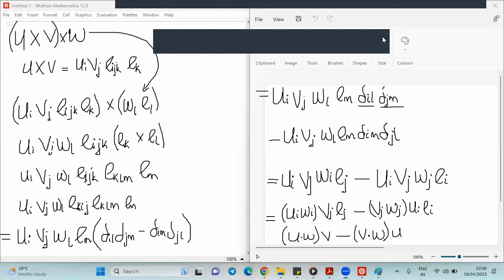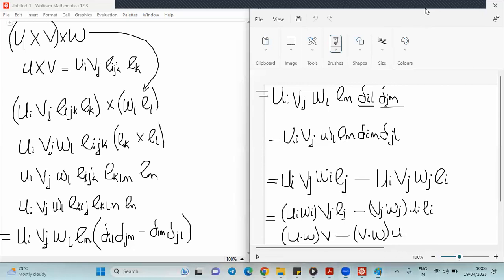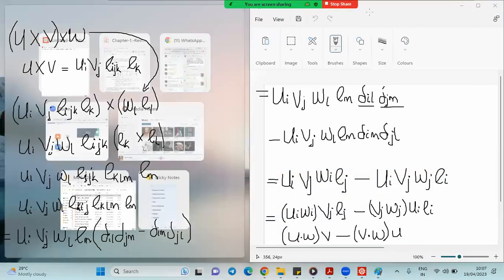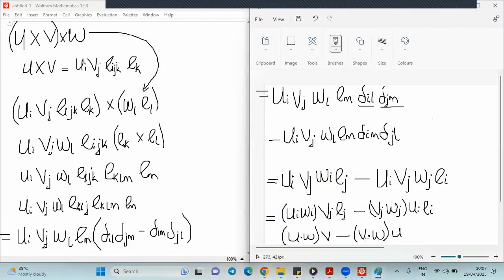And from the question, at least, we can then confirm that the scalar that is multiplying you is V dot W that we have here. And the scalar that is multiplying V is the U dot W that we have here. So that is what we have.